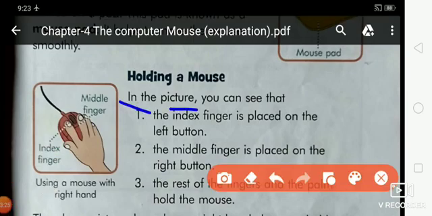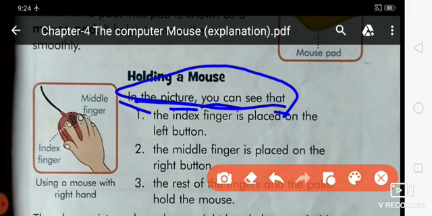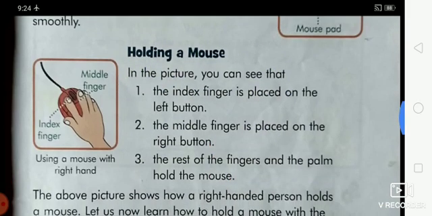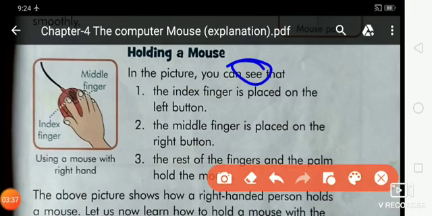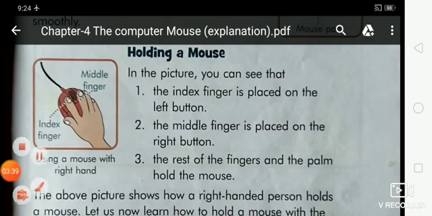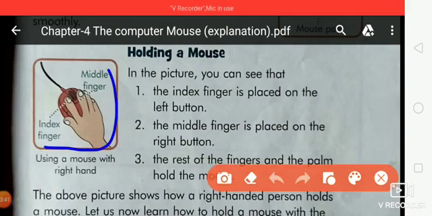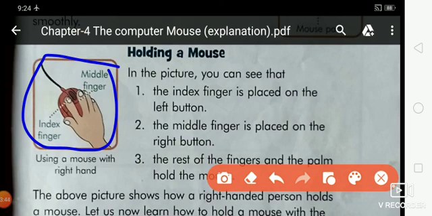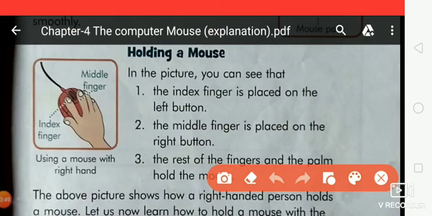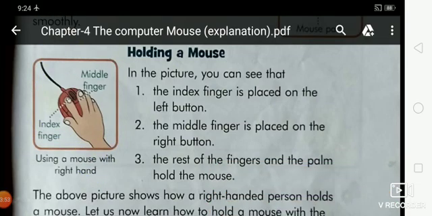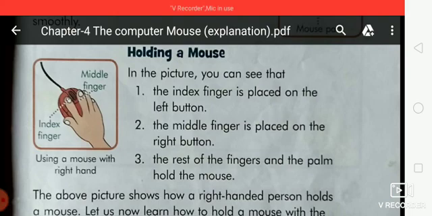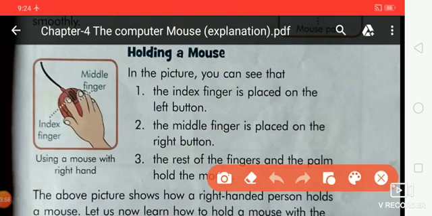In the picture you can see that. So see means look, to look over anything. This is the picture of using a mouse with the right hand. So you should always use a mouse with the help of your right hand. You should always use your right hand whenever you are using a mouse. Is that clear? So you should hold a mouse with the right hand.